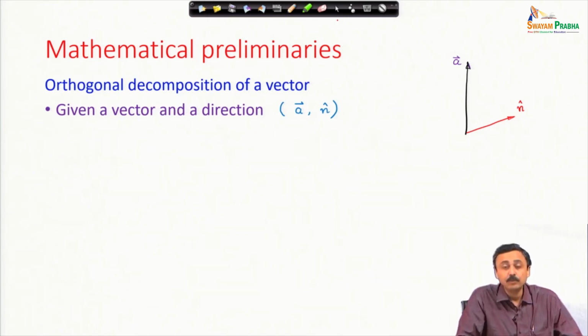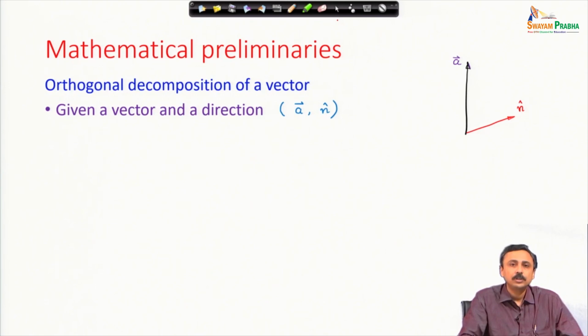I want to decompose this vector A in the n cap direction and a direction perpendicular to n cap. I do not know which direction. I do not know what is that representation of that direction. We are going to find out, which means I want to find out two vectors which are mutually orthogonal and which sum up to A.